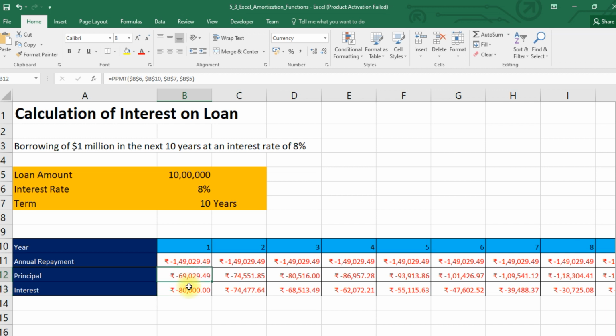If you add the principal and interest, it will equal the annual repayment amount in the amortization schedule. So the different functions which have helped calculate interest on a loan are, first, the PMT function which gives the annual repayment. Next one is PPMT which gives the principal repayment per year, and the next one is IPMT which gives the interest payments per year. Hope you understood. Thank you.